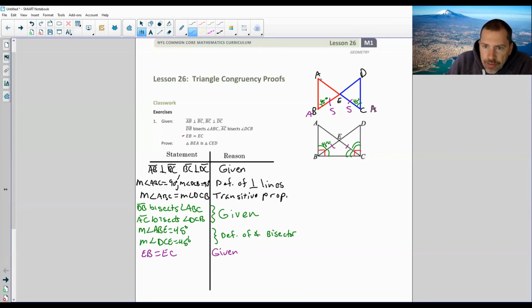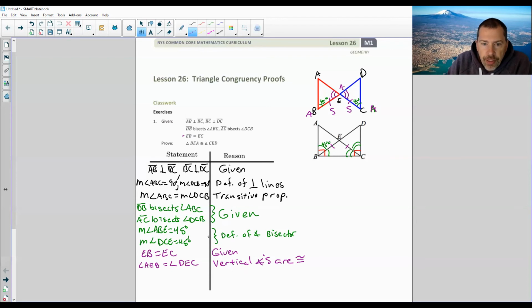All right, now I'm focusing on these up here. Now I'm done with this diagram. Now I can see that angle AEB is equal to angle DEC. Okay, vertical angles. Vertical angles are congruent. So that means this angle is congruent to this angle, and that is an angle.